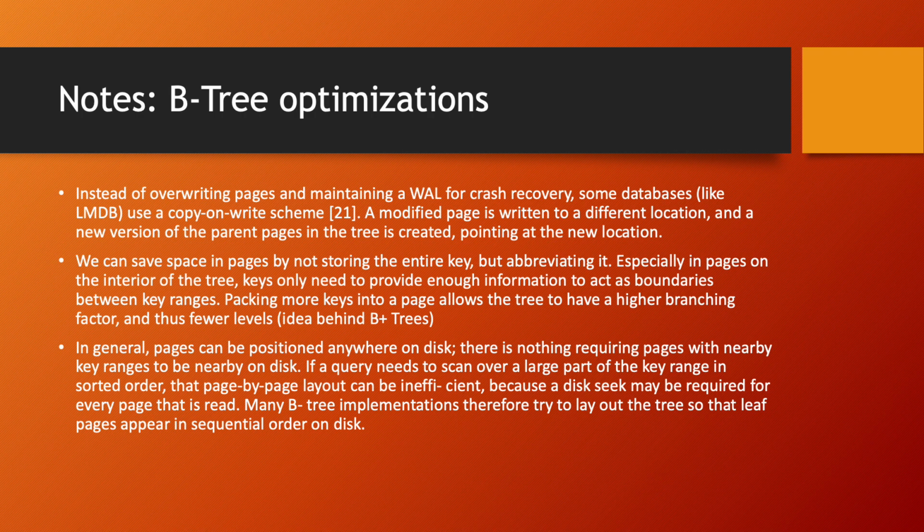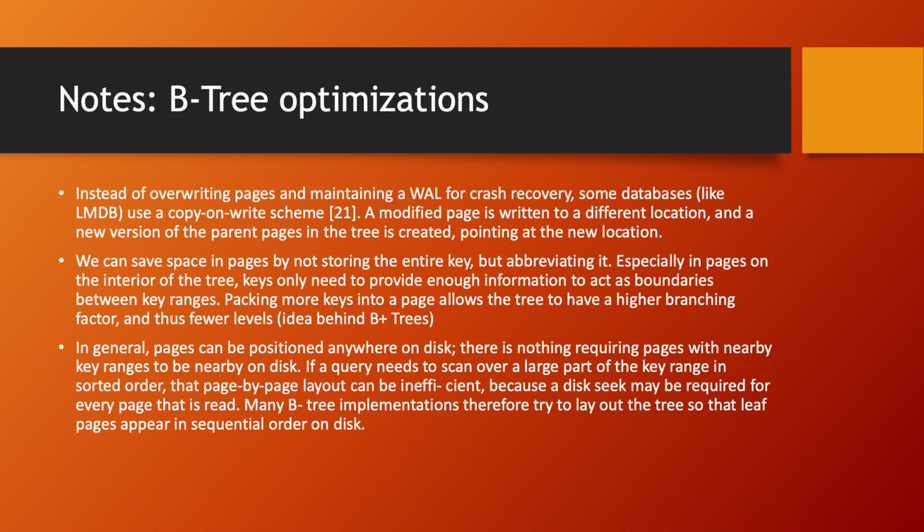We can save space in pages by not storing the entire key, but abbreviating it, especially in pages on the interior of the tree. Keys only need to provide enough information to act as boundaries between key ranges. Packing more keys into a page allows the tree to have a higher branching factor, thus fewer levels, which is the idea behind B+ trees.